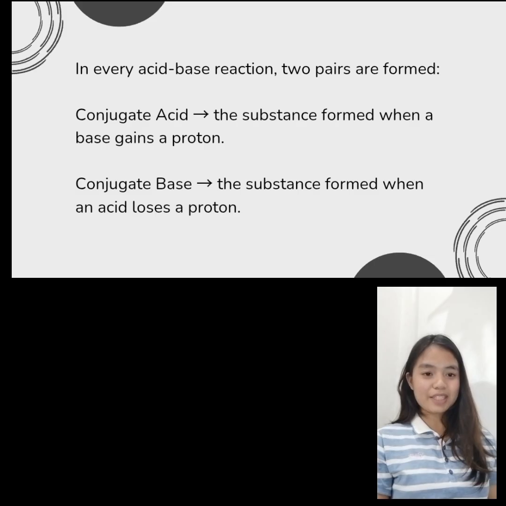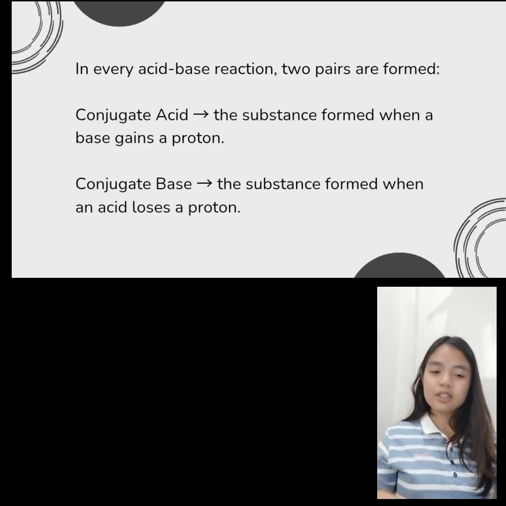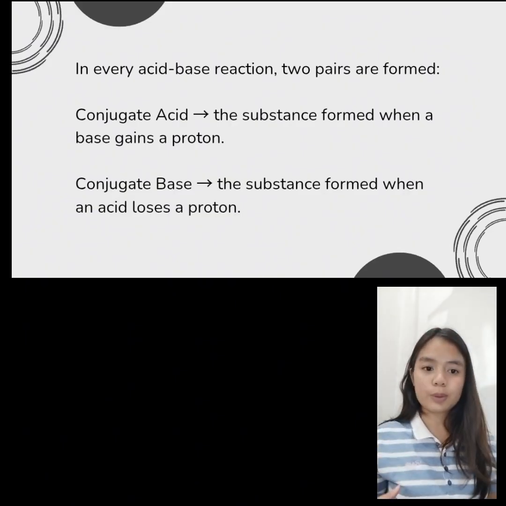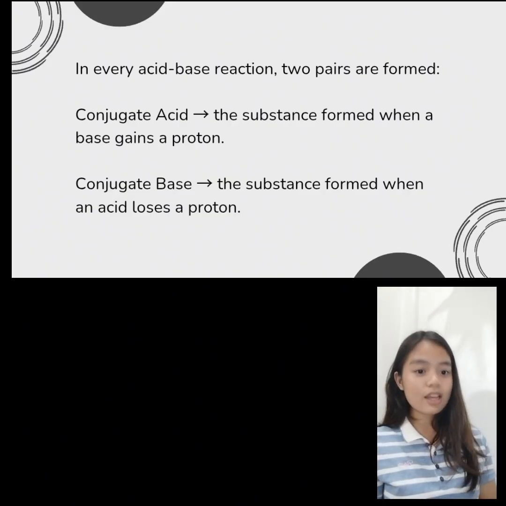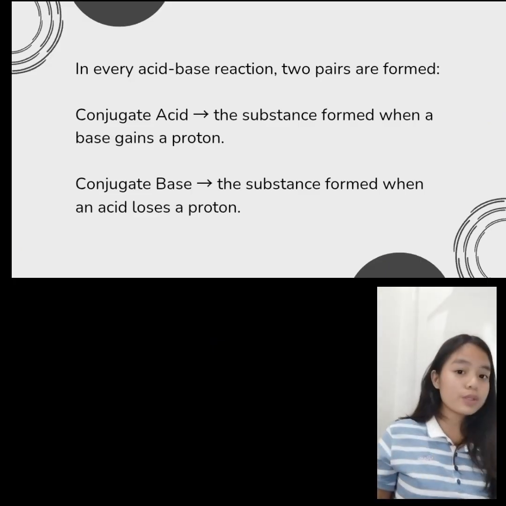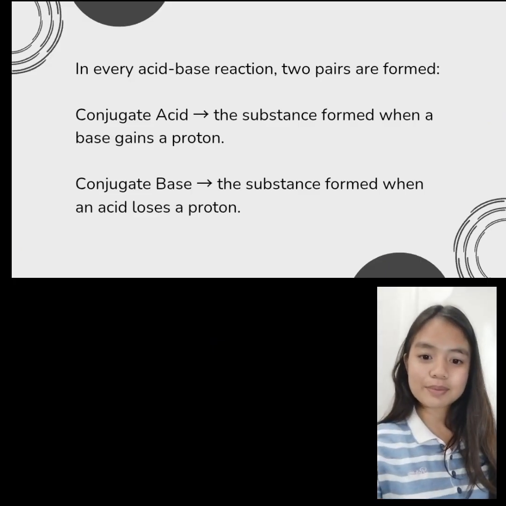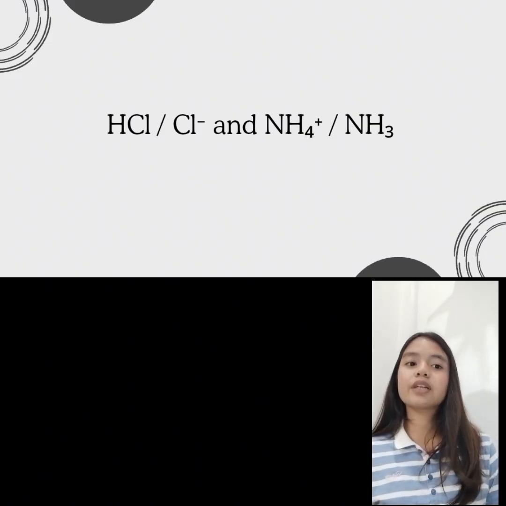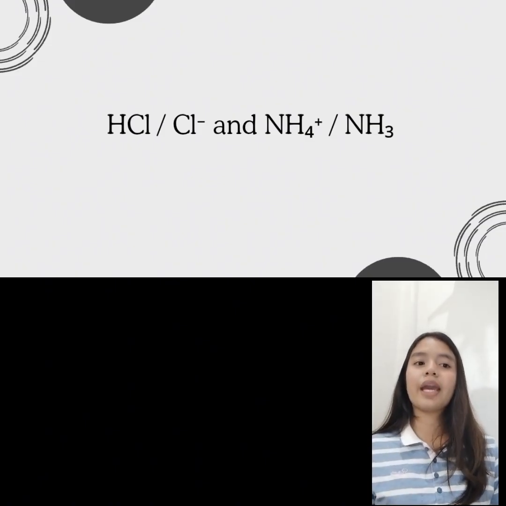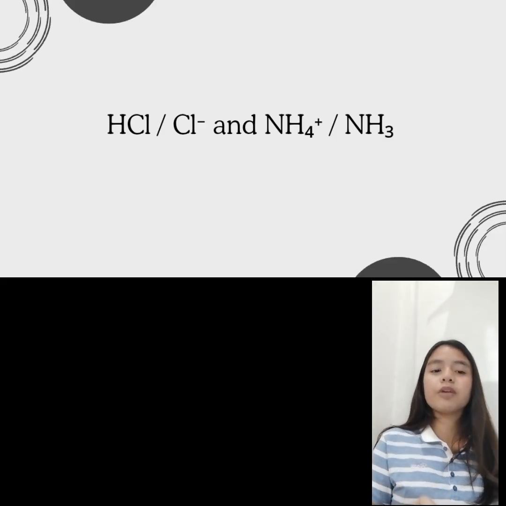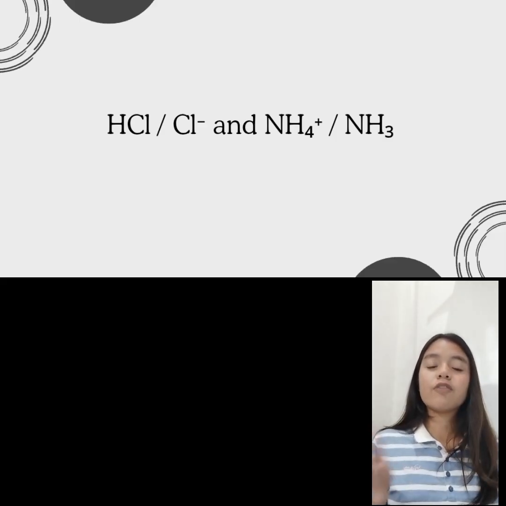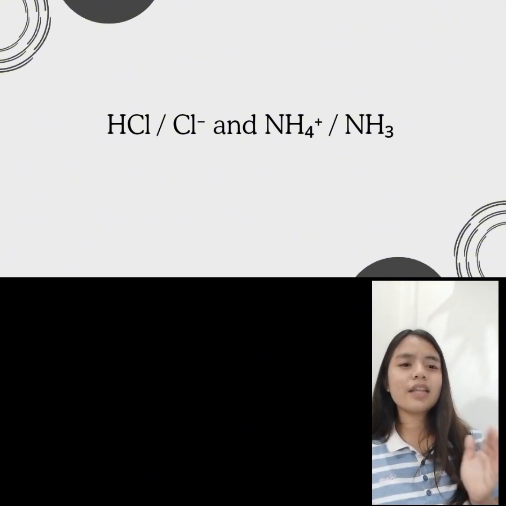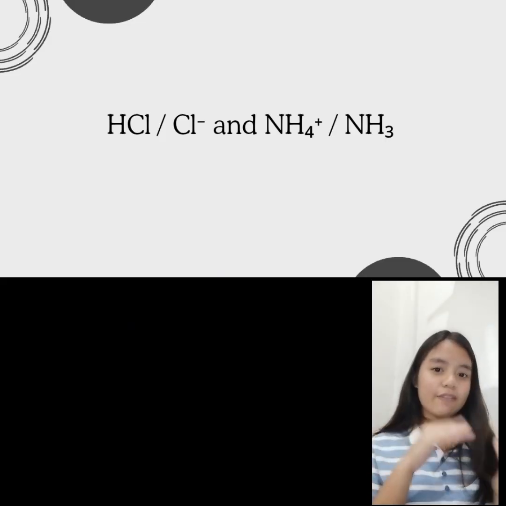In every acid-base reaction, there are two pairs. The conjugate acid, formed when a base gains a proton, and the conjugate base, formed when an acid loses a proton. In this example, hydrogen chloride and chloride ion form one pair. Ammonium ion and ammonia form another. These pairs show how acids and bases can transform back and forth.